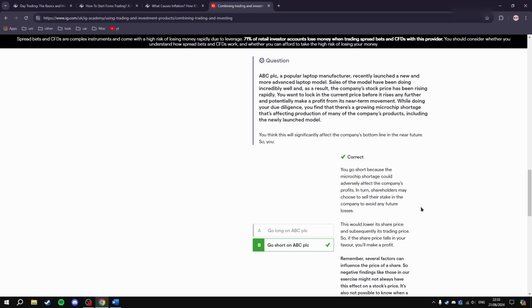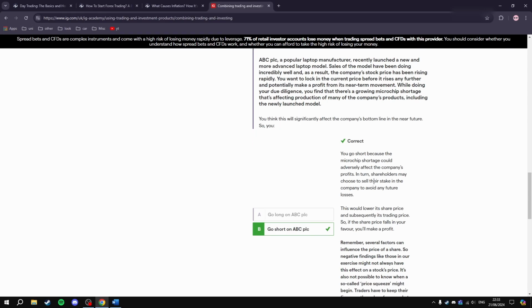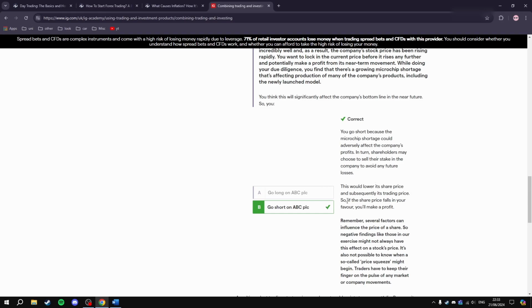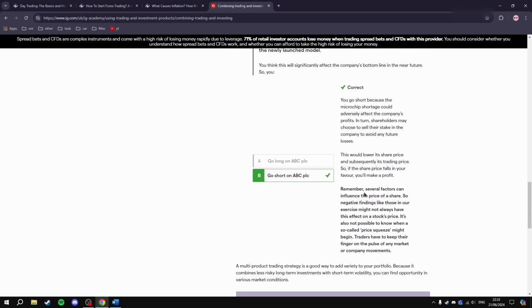You go short because the microchip shortage could adversely affect the company's profits. In turn, shareholders may choose to sell their stake in the company to avoid any future losses. This would lower its share price and subsequently its trading price. So if the share price falls in your favor, you'll make a profit.